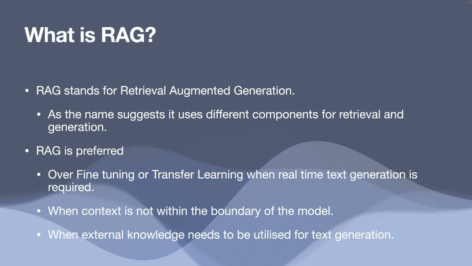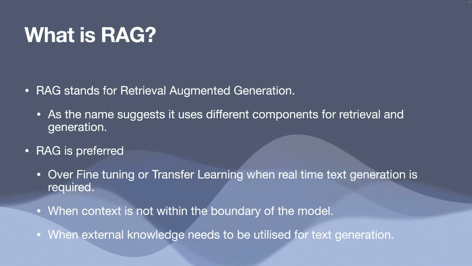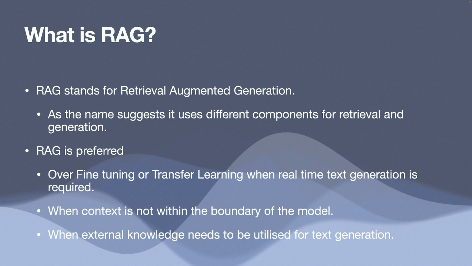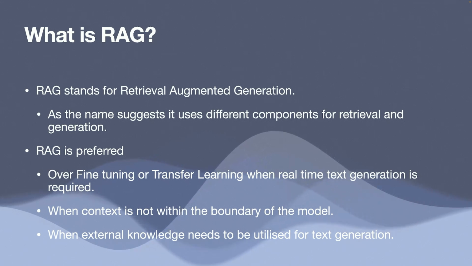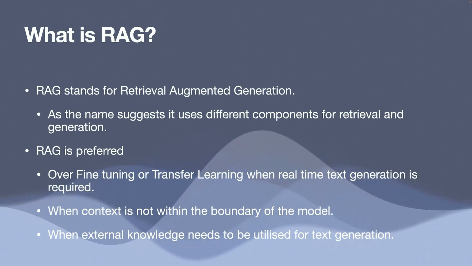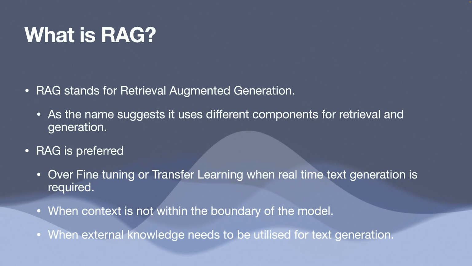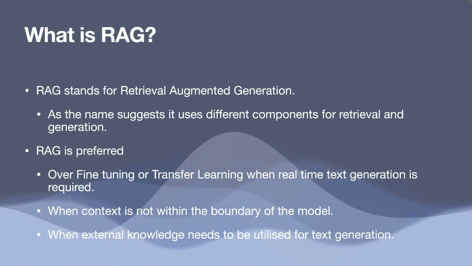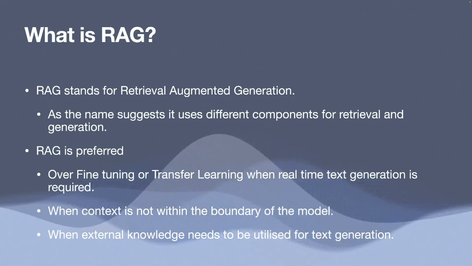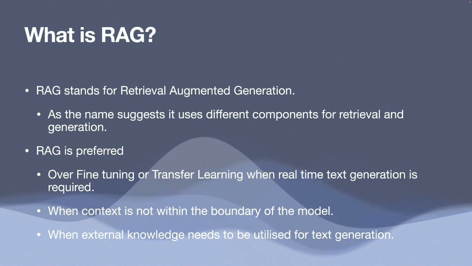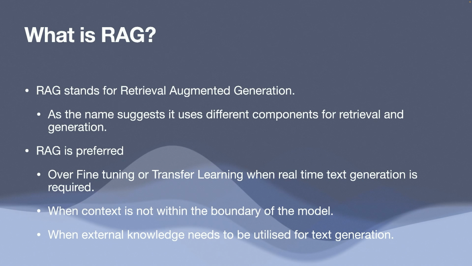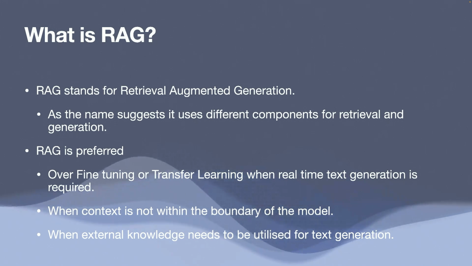RAG is preferred over fine-tuning or transfer learning when real-time text generation is required. Additionally, RAG is required or useful when the context needed is not within the scope of the LLM being used. For example, if the LLM has been trained on general English data, but we want to use it for medical text, RAG can incorporate external knowledge that is not originally available within the LLM.